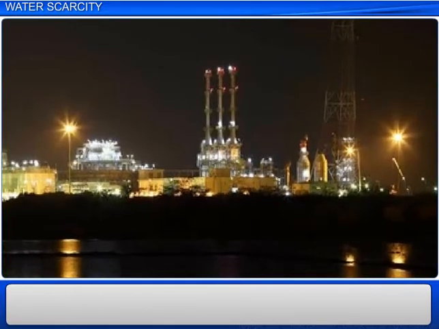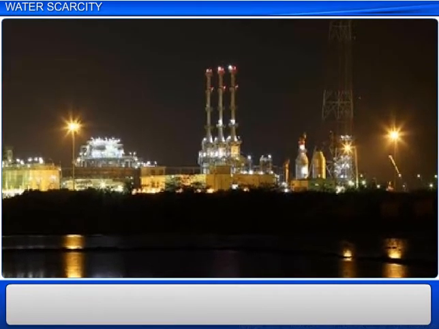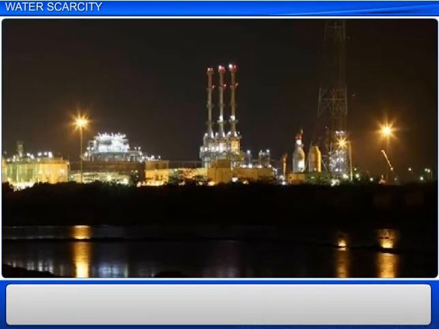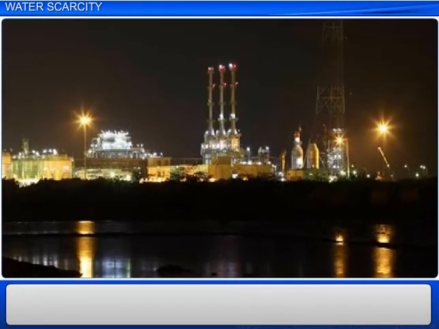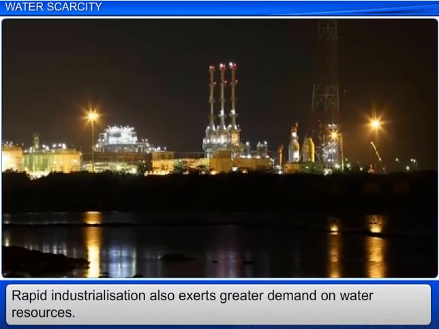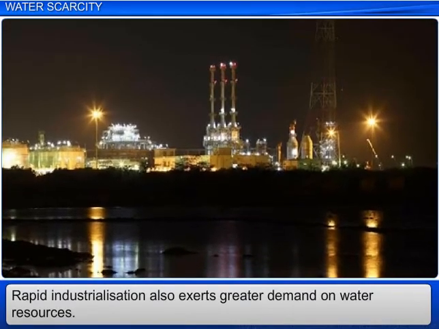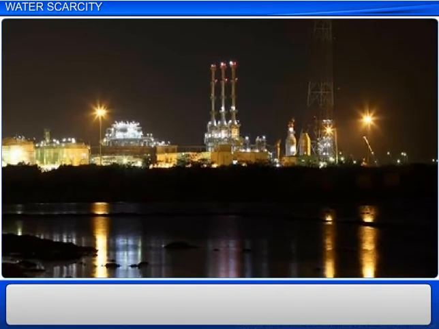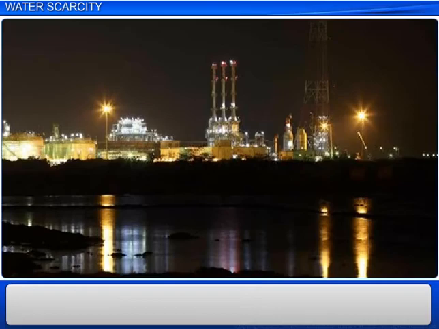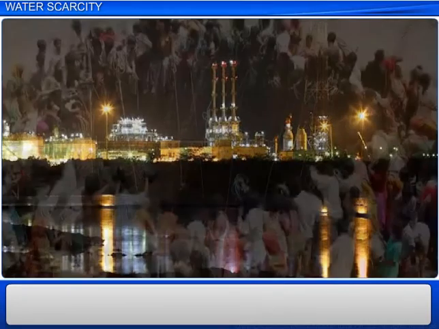Since independence, India has seen a major industrial revolution. Rapid industrialization exerts greater demand on water resources, since industries use a huge quantity of water for production and cleaning.